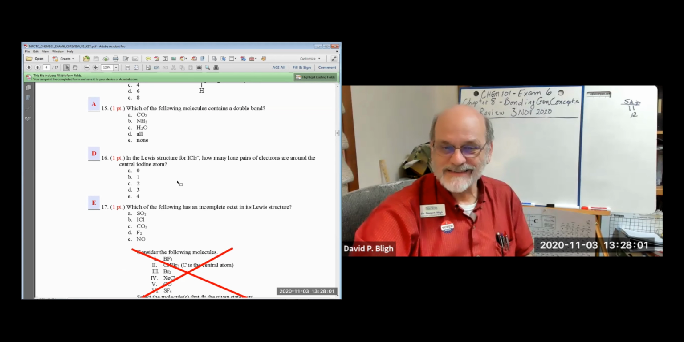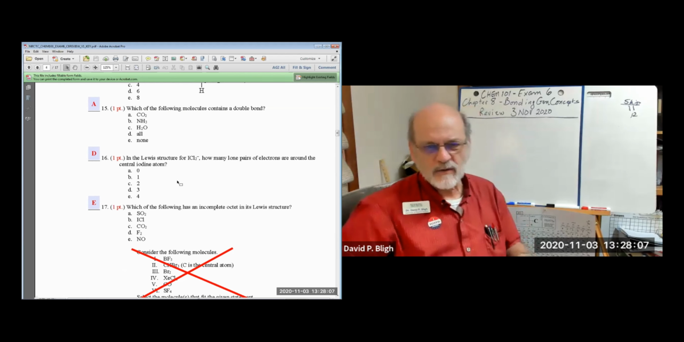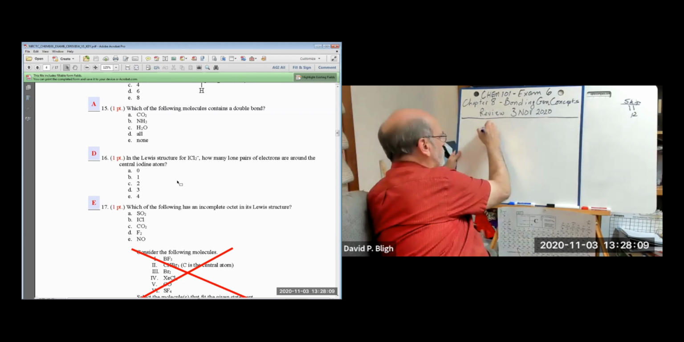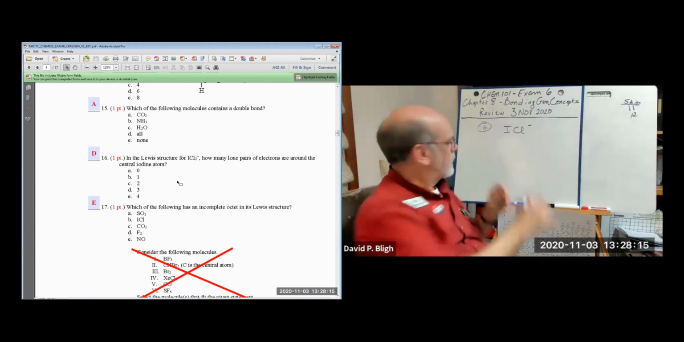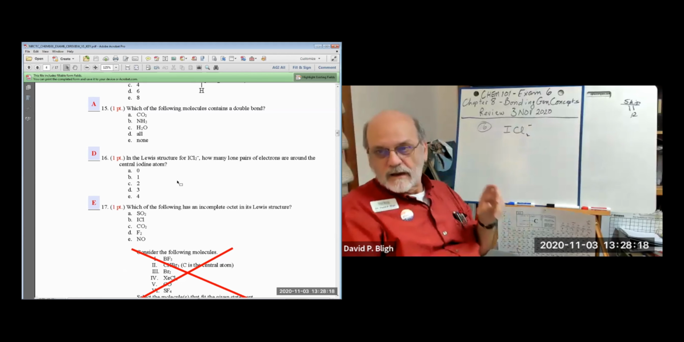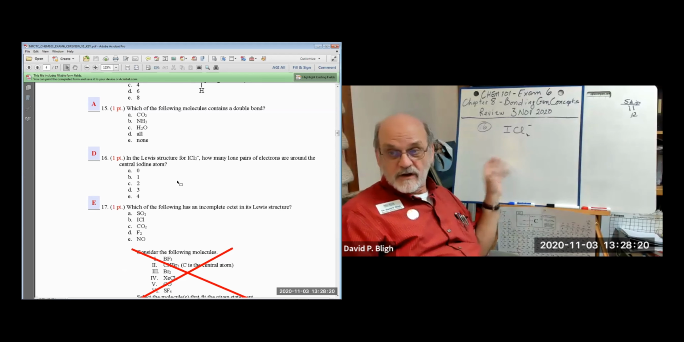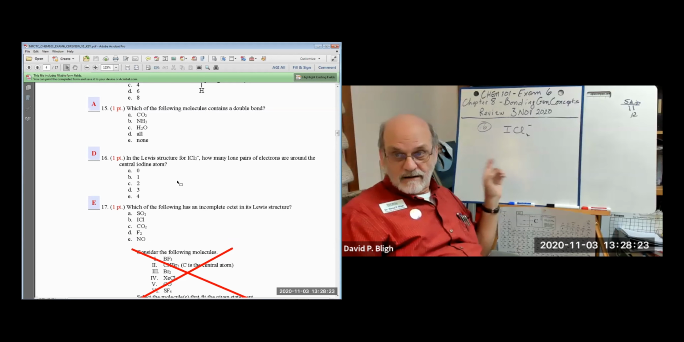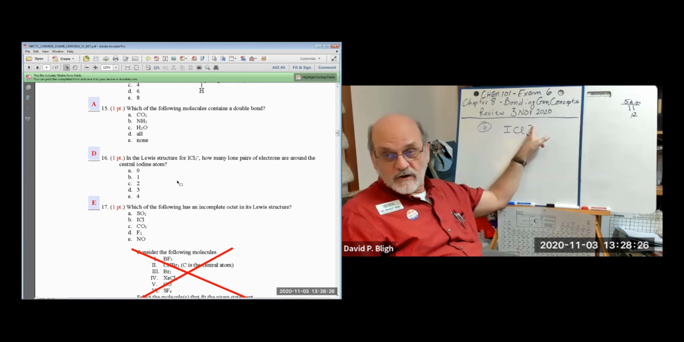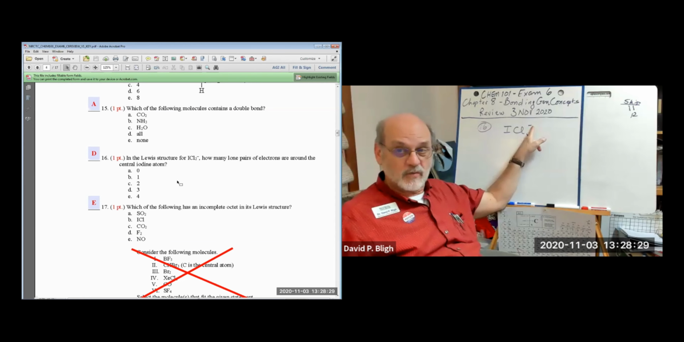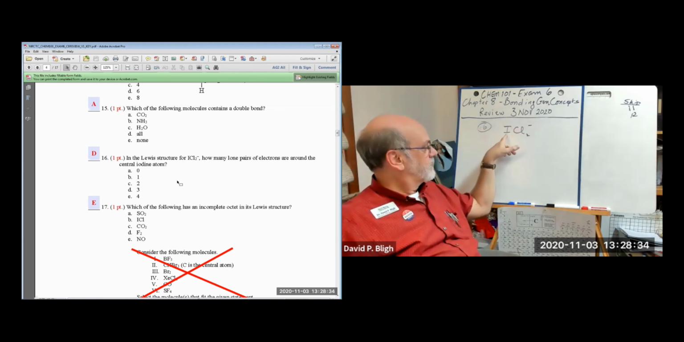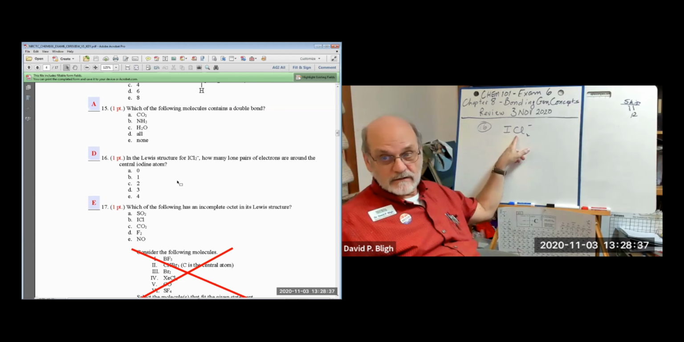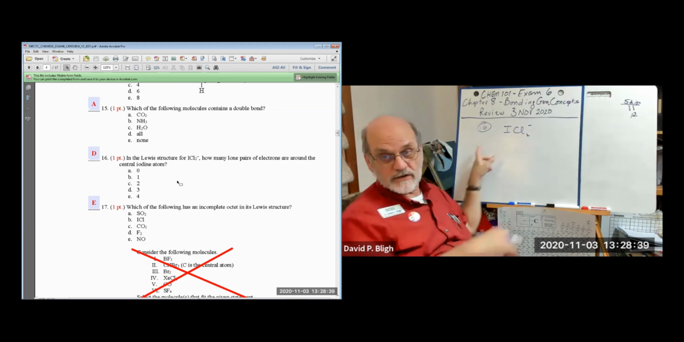The Lewis structure for ICl2 minus, how many lone pair electrons are around the central iodine atom? I think we can knock this one out pretty quick. Count up the valence electrons plus any additional electrons, or if it's a positive, you have to subtract 1. So don't forget the sign when you're adding up electrons. So iodine is 7, chlorine is 7. So that's 3 times 7 is 21, plus 1 is 22.